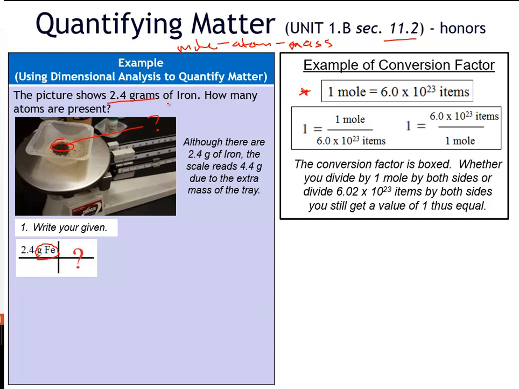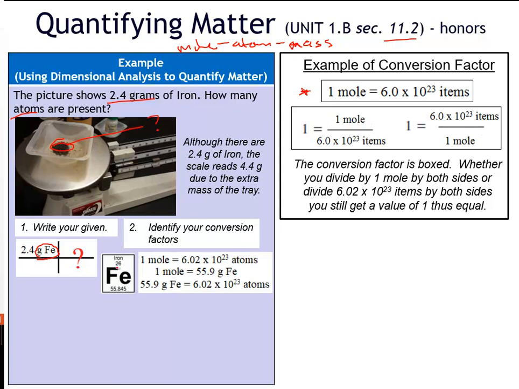And we want to get atoms, right? So here are 3 conversions that I know. I know that 1 mole is equal to 6.02 times 10 to the 23rd atoms. You got to know that. It's got to be memorized. Then I know that 1 mole is equal to 55.9 grams. This is called the molar mass. We find that on the periodic table, the periodic square. Now, then I have 55.9 grams is also equal to that many atoms, 6.02 times 10 to the 23rd atoms.